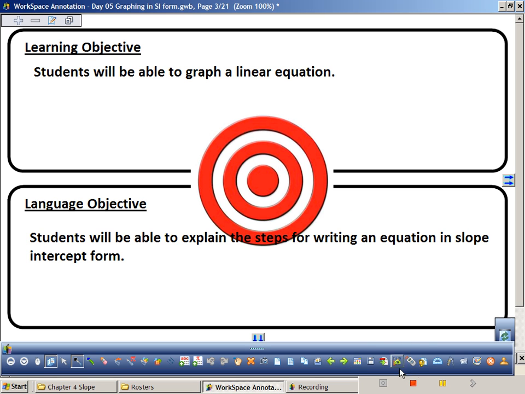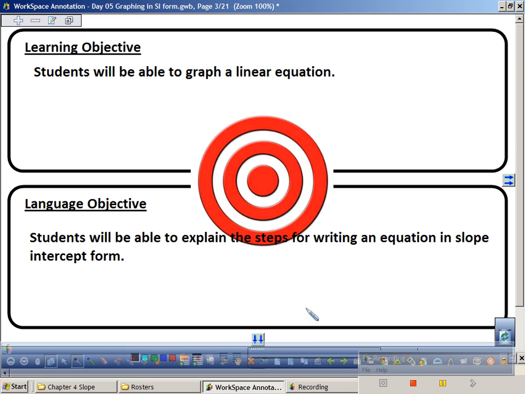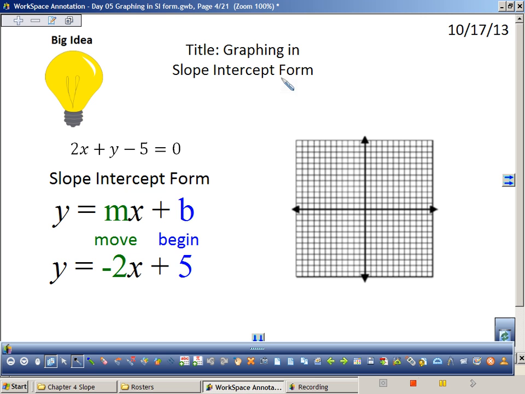All right, students will be able to graph a linear equation. Students will be able to explain the steps for writing an equation in slope-intercept form. That's what we're doing today. So, here's our big idea. Here's the one we just solved. 2x plus y minus 5 equals 0.